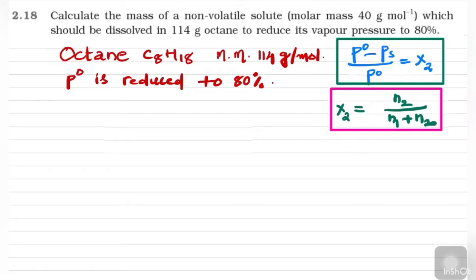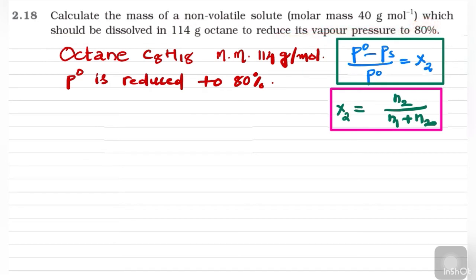Today we will solve a question from second year chemistry, an exercise question from the solutions chapter, that is 2.18. We will solve it. This question is the same question which was asked in NEET recently. The question is: calculate the mass of a non-volatile solute having molar mass 40 grams per mole, which should be dissolved in 114 grams of octane to reduce its vapor pressure to 80%.